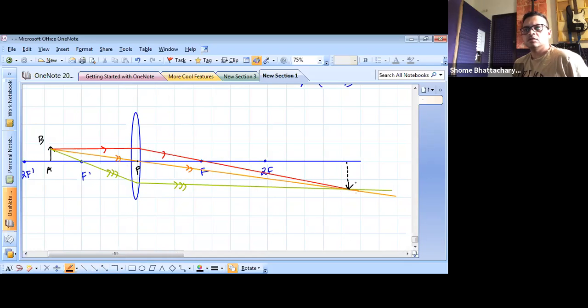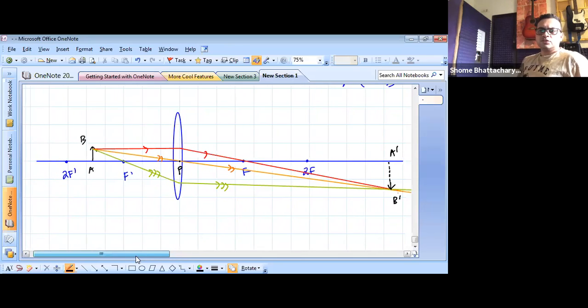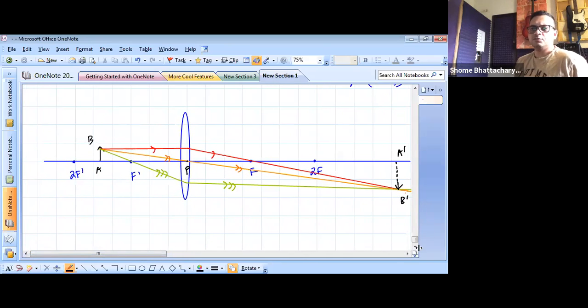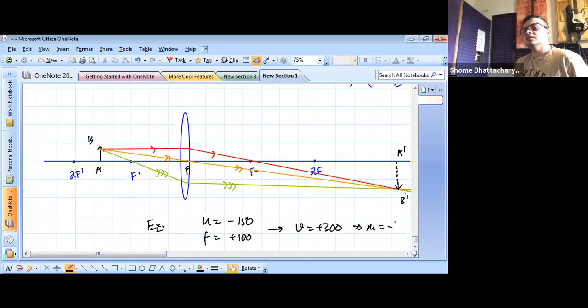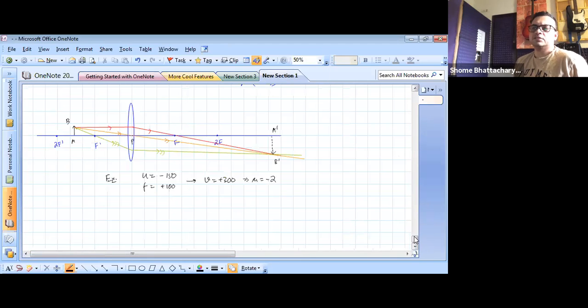Okay, so then this is A prime, B prime like this. We're just doing a bit of review of this part. We will come to the combination of lens and mirror. For example, if our u is minus 150 and our focal length was plus 100, we would have got v as plus 300. We would have got magnification as minus 2. So just an inversion of that previous case.